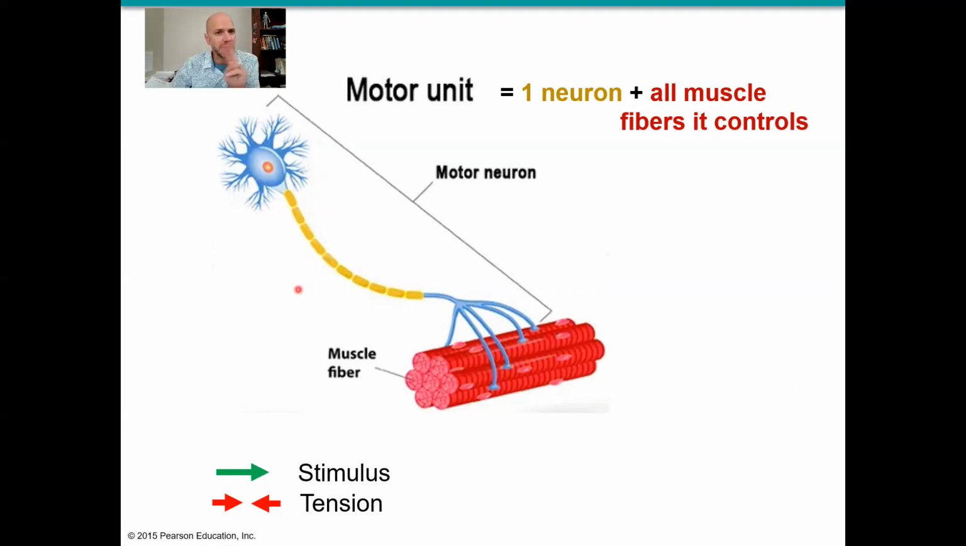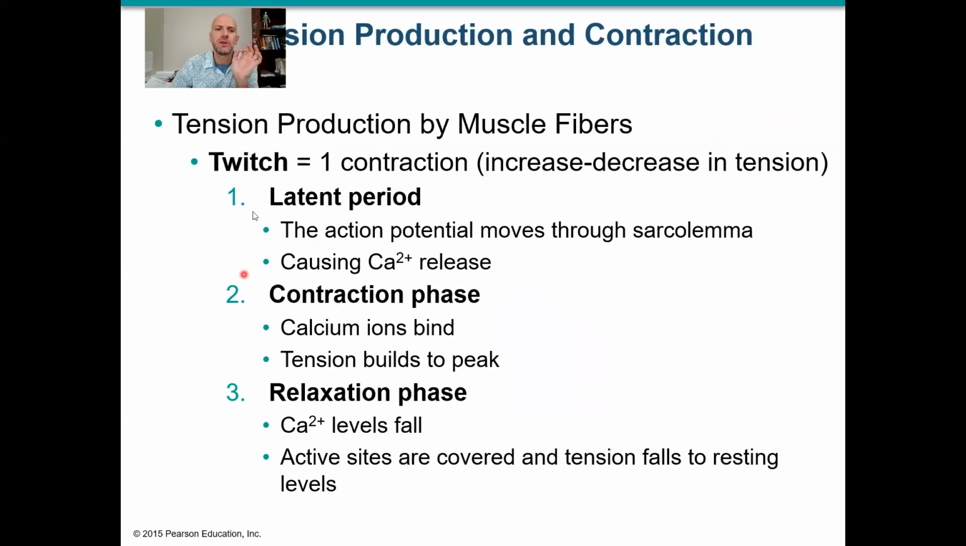So the two things that we're going to be comparing here are the stimulus, which is really the activity of the neuron, and we're going to be talking about tension produced. That is the pulling force that the muscle fibers produce. Okay, so one stimulus, a threshold stimulus, can produce a twitch. Okay, what is a twitch? A twitch is one contraction. That is one increase and decrease in tension. Okay, and one twitch has three parts. You have a latent period, a contraction phase, and a relaxation phase.